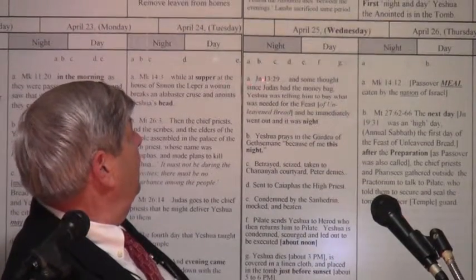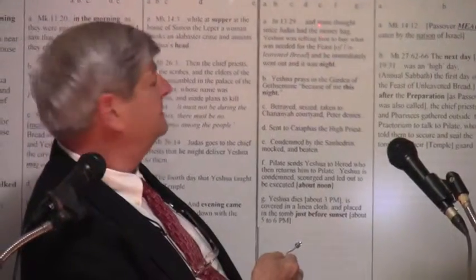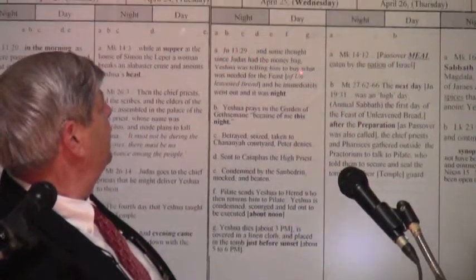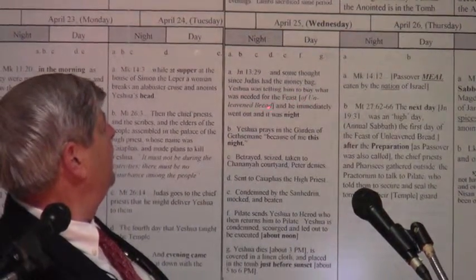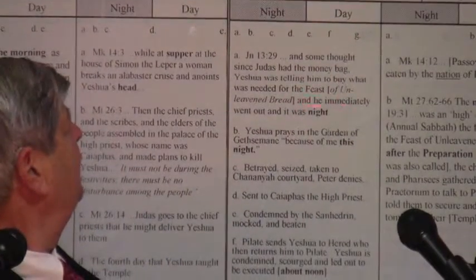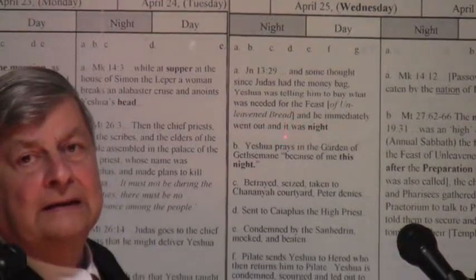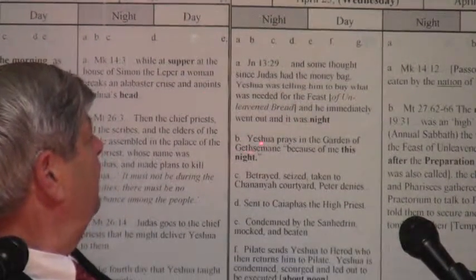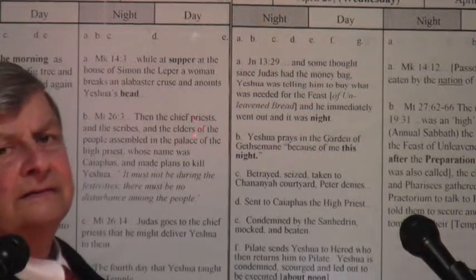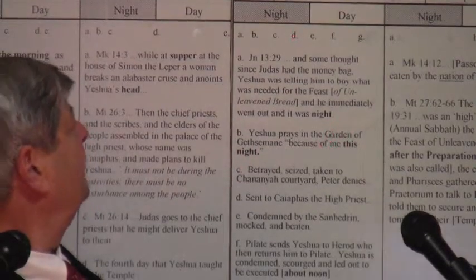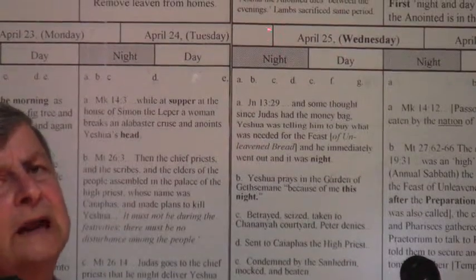Now, John 13:29, and some, these are disciples, thought that since Judas had the money bag, Yeshua was telling them to buy what was needed for the Feast of Unleavened Bread. I inserted that. And he immediately went out and it was night. Now the scriptures say it was night. Yeshua prays in the Garden of Gethsemane, because of me this night. Again, time marker, night. This is here, the beginning, before midnight.